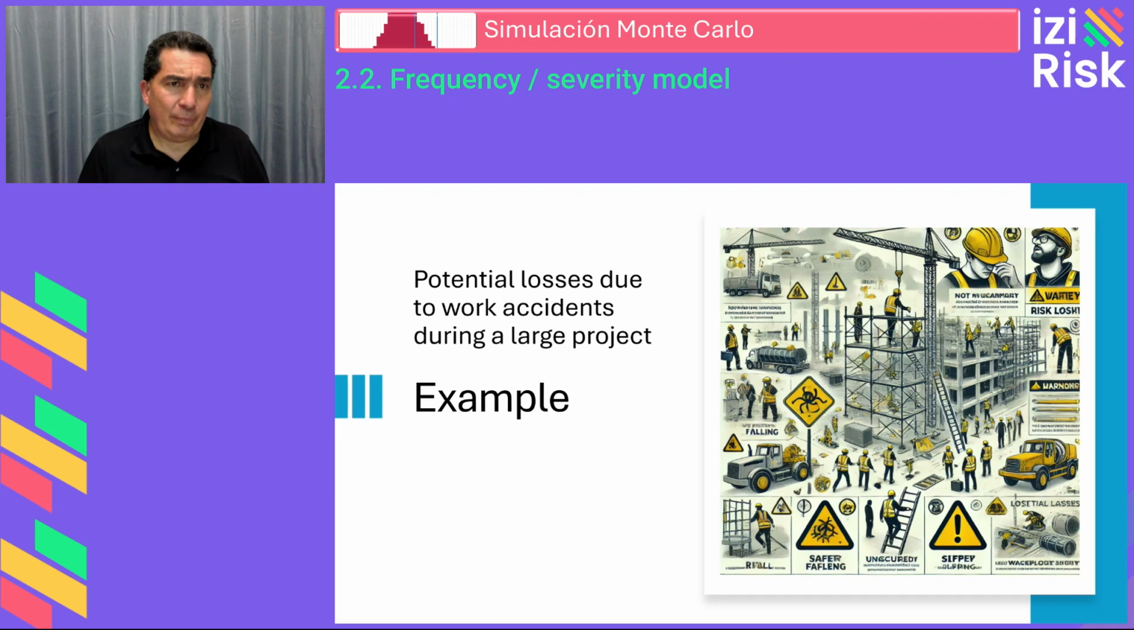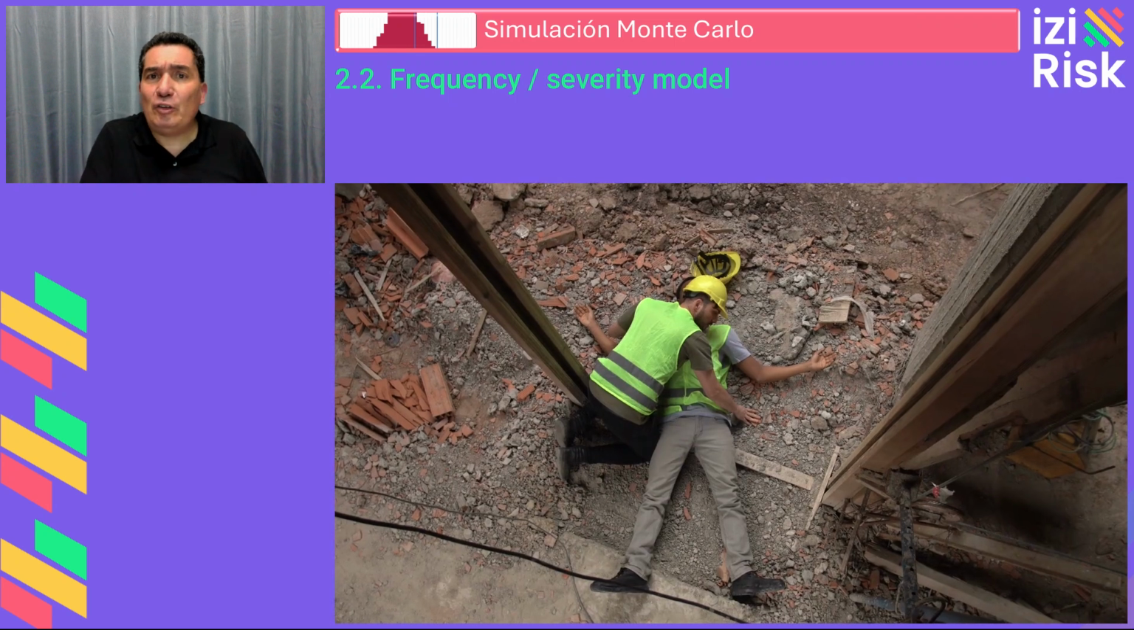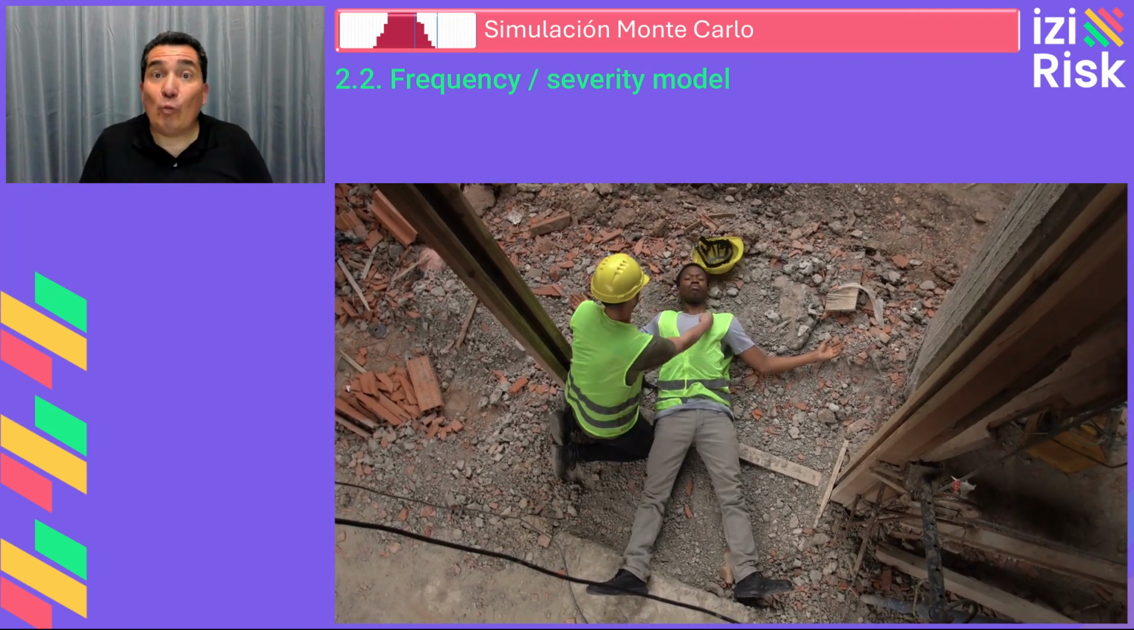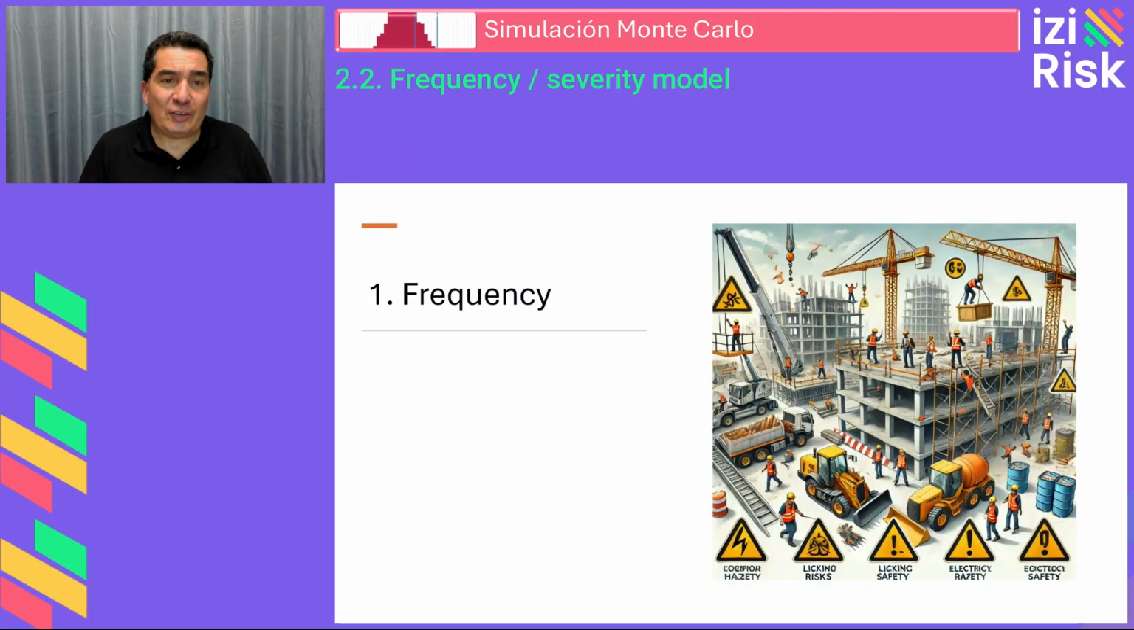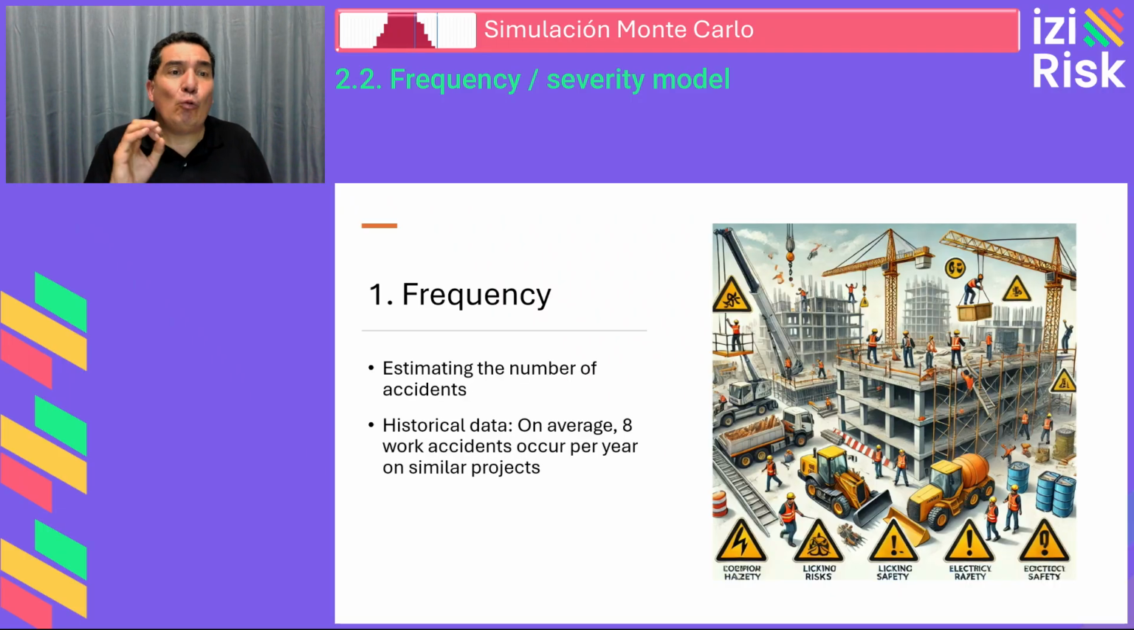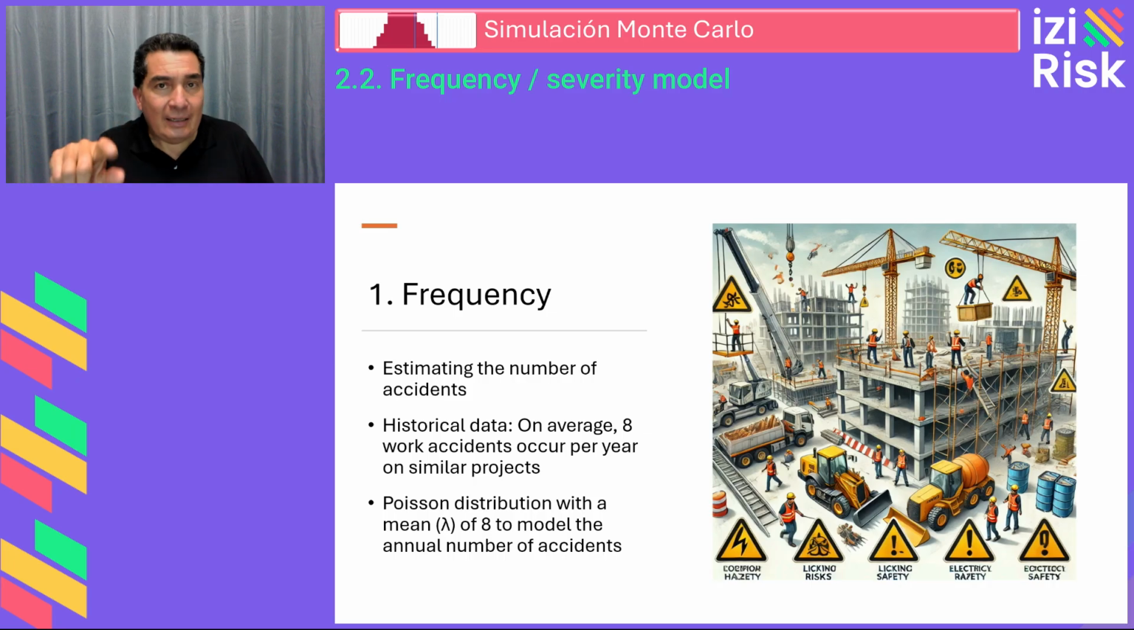A practical example. Imagine a construction company that wants to estimate the potential losses from workplace accidents during a large project. So the first step, for frequency: the company reviews past projects and determines that on average, 8 workplace accidents occur per year in similar projects. Some projects recorded fewer than 8 accidents, while others had more, but the average is 8. We use a Poisson distribution with a mean, a lambda, of 8 to model the annual number of accidents, assuming these occur randomly and independently.